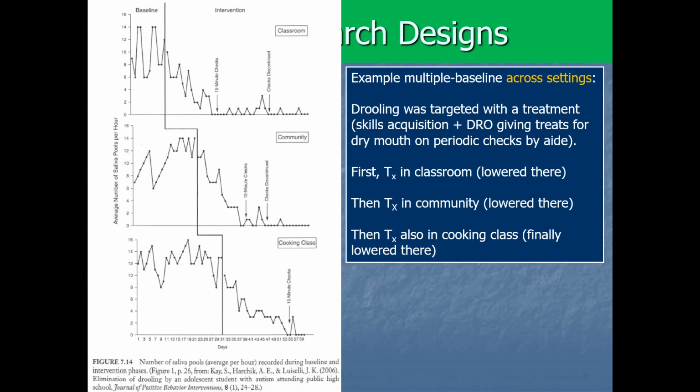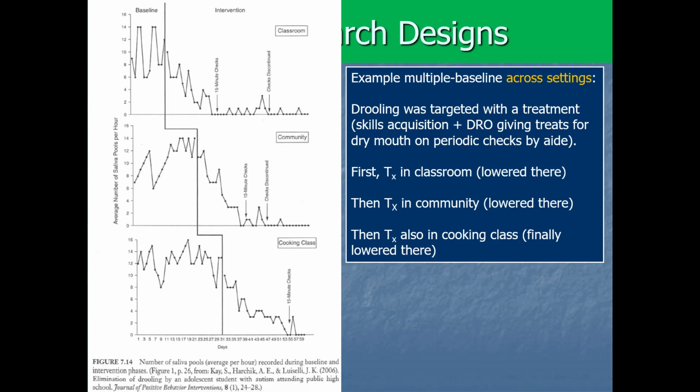Then around day 21, the treatment was also applied in the community setting, right? So now we see that, again, the behavior goes down there. We're still measuring it in the cooking class. It's a kind of extended baseline for the cooking class, but we haven't started the treatment. But then eventually, finally, we start the treatment in the cooking class as well, at which point there it starts to lower as well. So by the end of this 2-month study, not only is the 17-year-old no longer drooling huge amounts, but we've got evidence that the skills acquisition plus DRO treatment we used is what caused that change. So maybe we want to try the same thing with others who have a similar problem and see if this replicates.